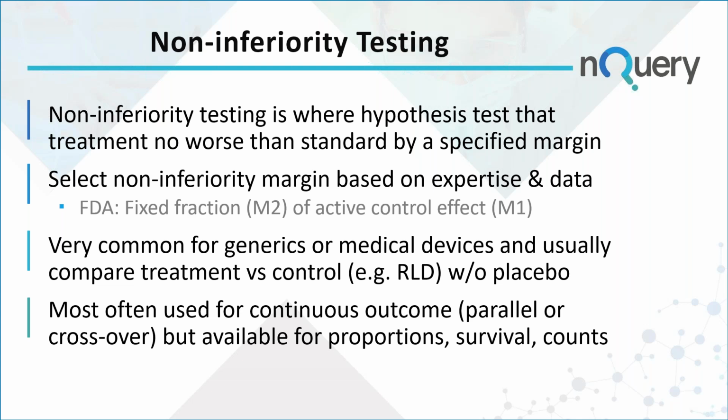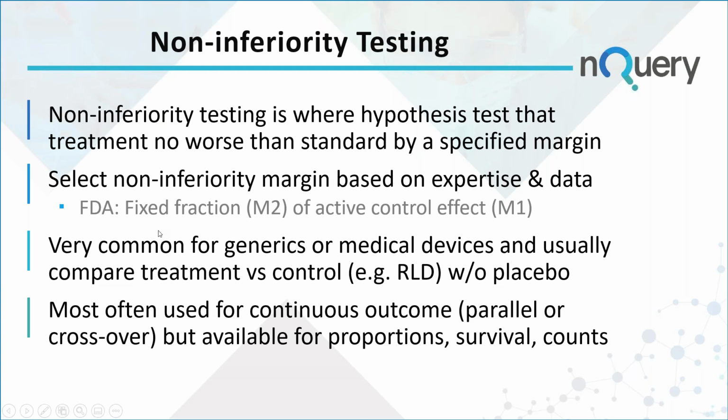But effectively, what you need to do is select a non-inferiority margin based on a mix of expertise and the prior data that exists. Usually, you want your non-inferiority margin to be a fixed fraction of the original effect. If we're doing a non-inferiority test, we're assuming that the control agent is a useful agent. It actually does something because we're trying to replicate it. Therefore, the FDA talks about having a fixed fraction of that effect as our non-inferiority margin, like 80% of the original effect, for example.